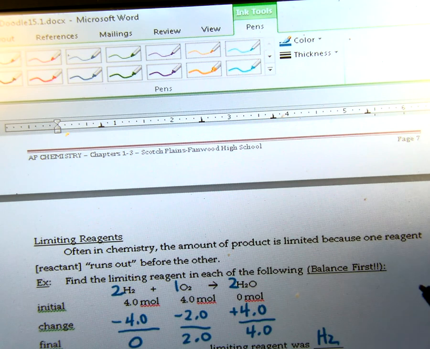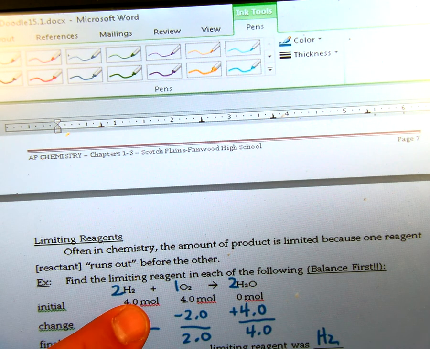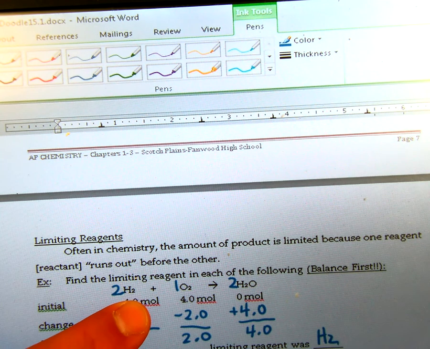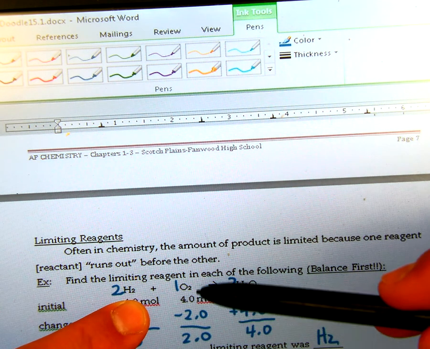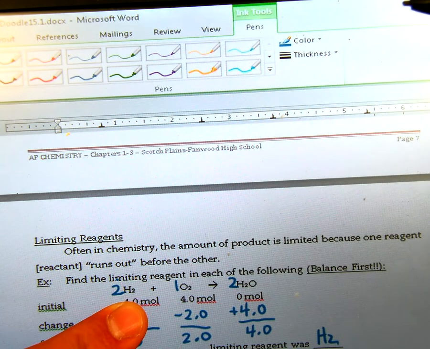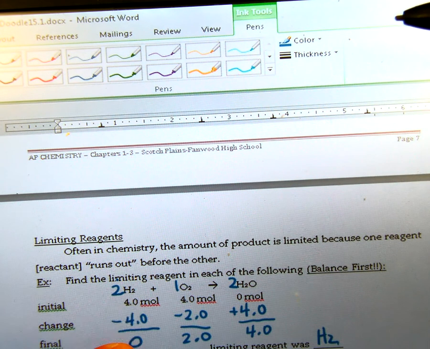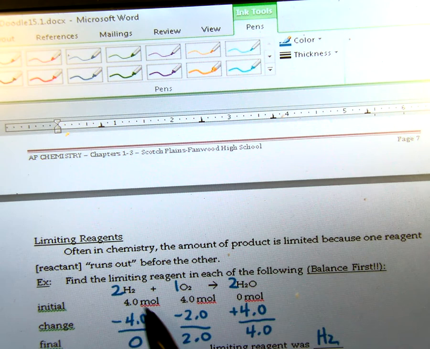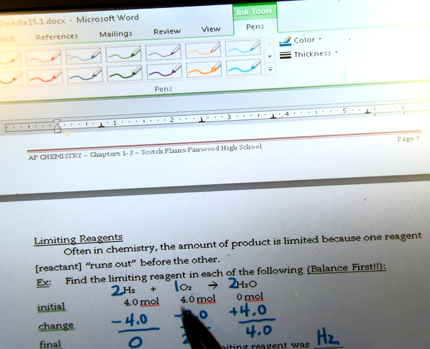Now let's suppose we had originally guessed that the oxygen ran out instead of the hydrogen. So we would have covered up the hydrogen, and we would have said we don't know how much of that we have. Then we would have done 4 divided by 1 times 2, which is 8. But if we move our finger, we'll see that we don't have 8 of the hydrogen. We only have 4. So since we only have 4, we don't have enough. So we cannot run out of the oxygen. We would have to run out of the hydrogen.